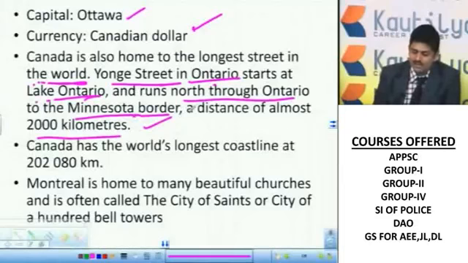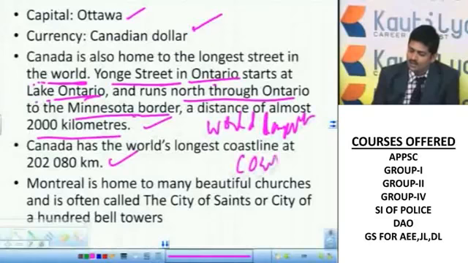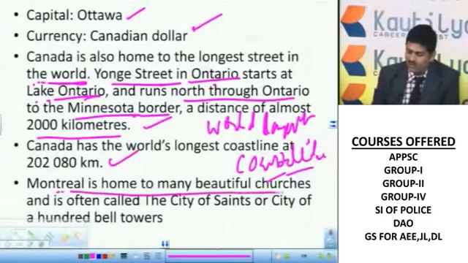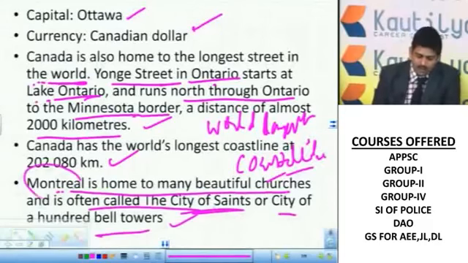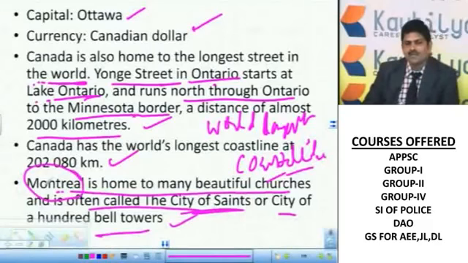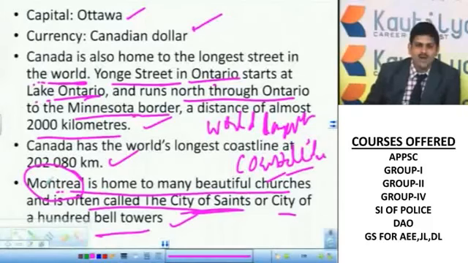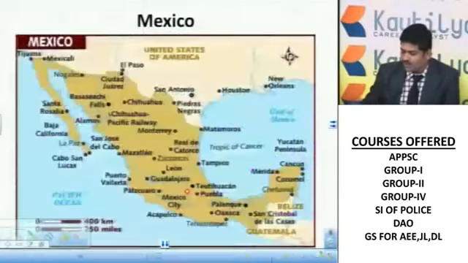Next, Canada has the world's longest coastline, very important. A coastline is where there is sea or ocean. Montreal is home to many beautiful churches and is often called the city of saints or city of 100 bell towers. One important international agreement as far as the environment is concerned happened in Montreal. We call it the Montreal Protocol. This Montreal is in Canada.